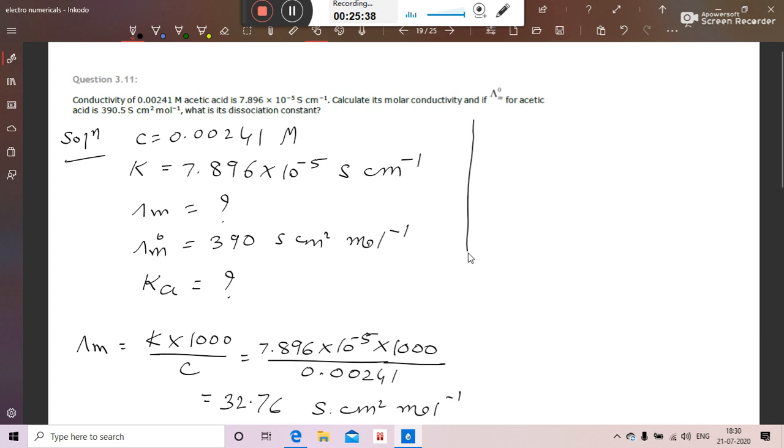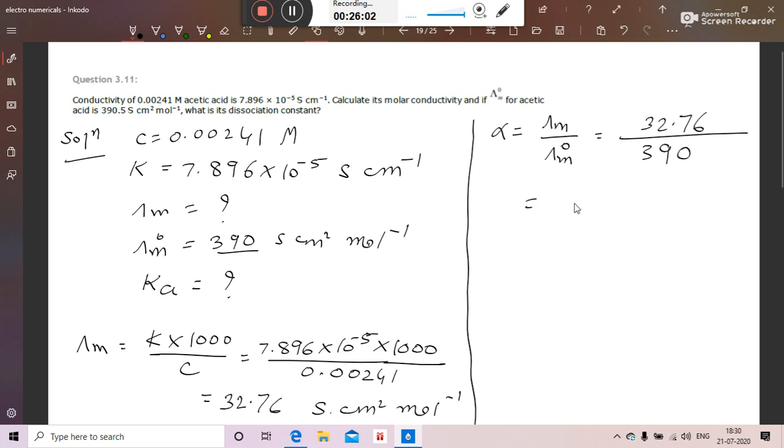Now we have to find out alpha, the degree of dissociation, because without alpha Ka cannot be found. Alpha is the ratio of lambda m upon lambda m naught. Lambda m we have found just now, that is 32.76, divided by lambda m naught in the question, 390. Alpha will always be less than 1, because the numerator will always be less and the denominator more. That is equal to 8.4 into 10 raised to minus 2, and alpha is unitless.